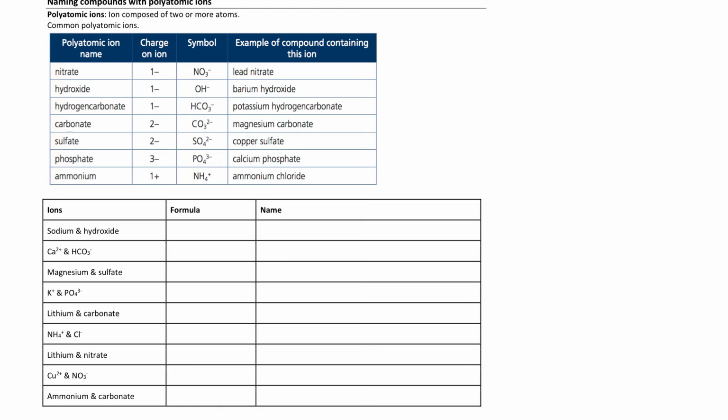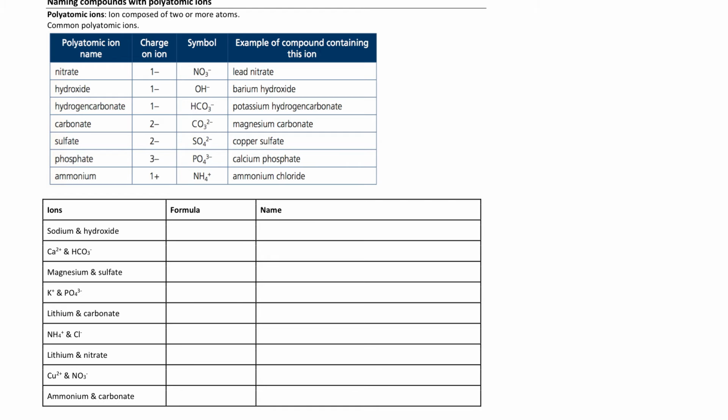The next thing we're going to talk about is naming compounds with polyatomic ions. And polyatomic ions are basically ions which are composed of 2 or more atoms. These are some of the common polyatomic ions that I want you folks to remember. And I pretty much want you folks to, instead of memorization, do deep learning. These are some of the very common polyatomic ions that you're going to be using in chemistry.